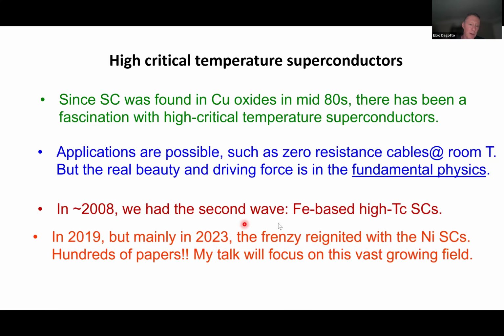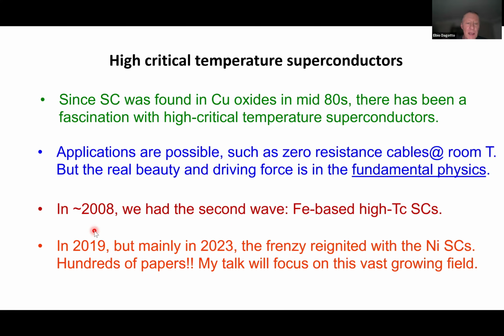The first big publication was in 2019. I will have one page reminding you of that publication. And then the super frenzy started in 2023, as I will describe along the way in my talk. There are hundreds of papers, so my talk will try to focus on this vastly growing field. One observation is that this is a subject that is widely dominated by research done in China. By comparison, there is little research in the US and in Europe. So one of the purposes of this talk is precisely to try to induce more work in this geographical area.